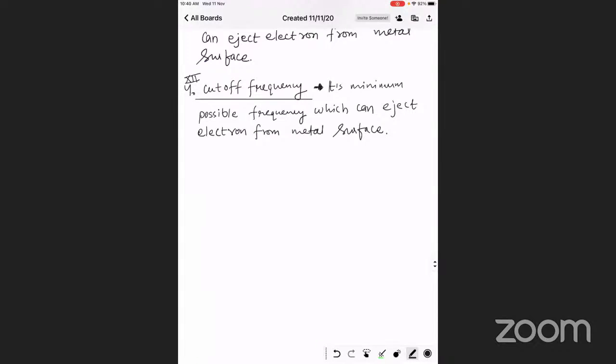Okay. Now write fifth term. Very important for 12th. Intensity of incident radiation. This is important for NEET and mains also.